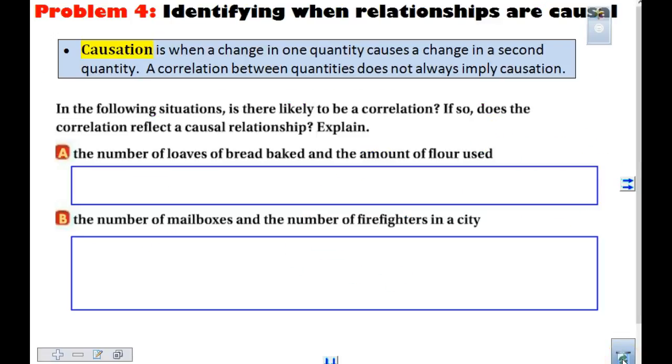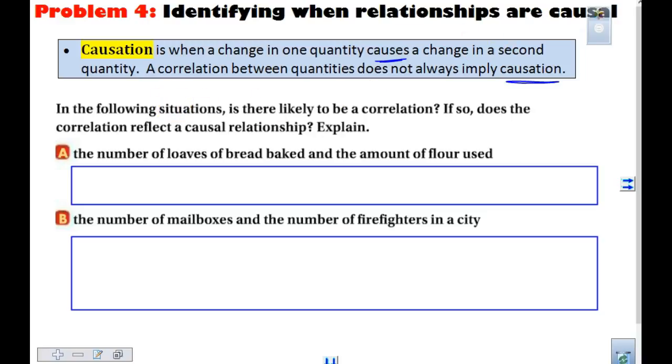So then the other part is identifying a relationship that is what's called causal. So causing. So causation is when a change in one quantity causes the change in the second one. So a correlation does not always have to imply causation. So you can have a positive or negative correlation, and there can be no causation, or there might be.